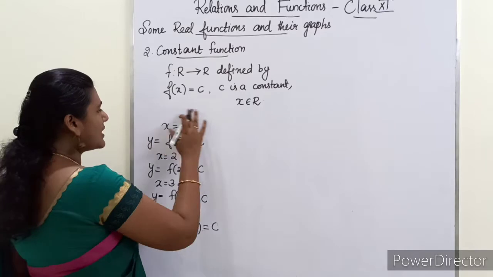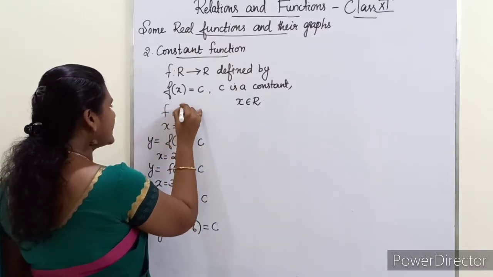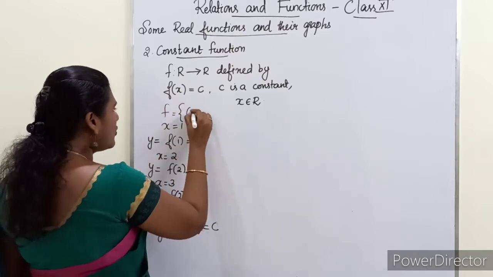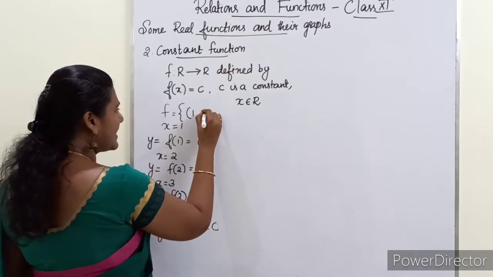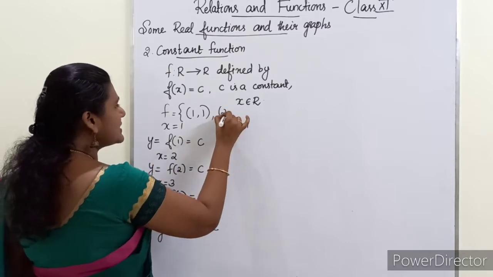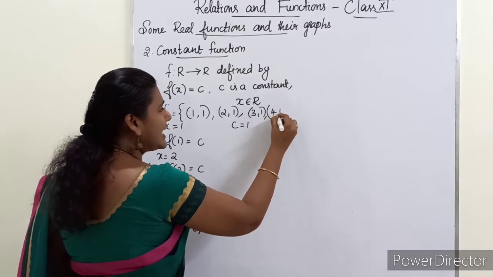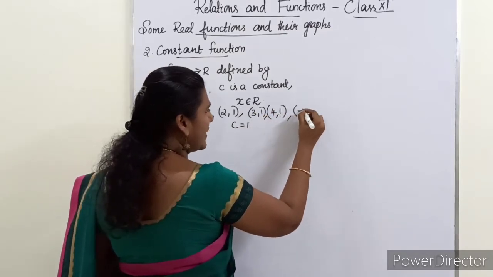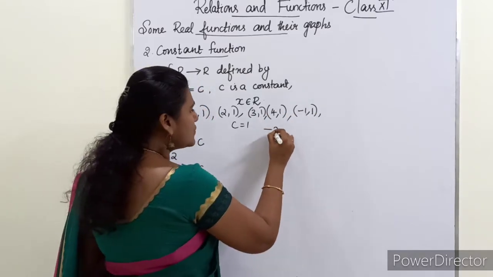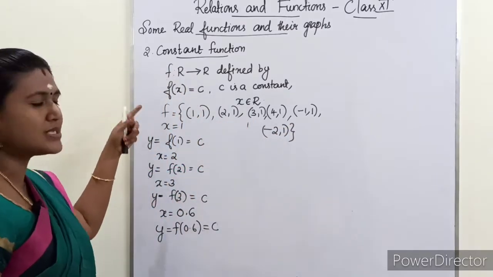Now we can represent this function in ordered pairs in roster form. Suppose I am taking c is equal to 1. For 1, you get (1, 1). If you are taking 2, then with c equal to 1, that is (2, 1). Then (3, 1), (4, 1). Even for a negative number, for example minus 1 for x, the y value will be 1 only. Minus 2, the y value will be 1 only. So this type of function is called a constant function.